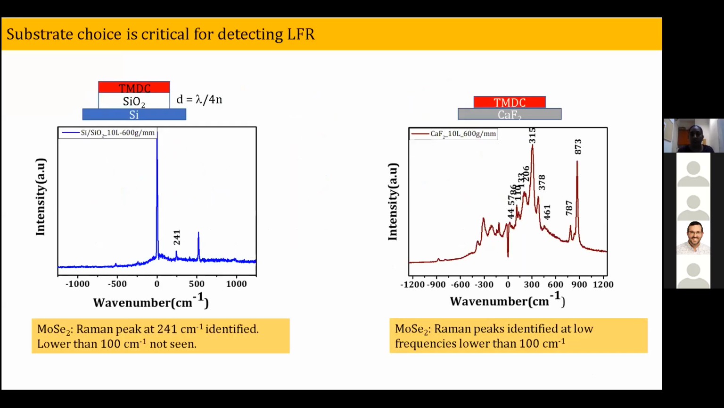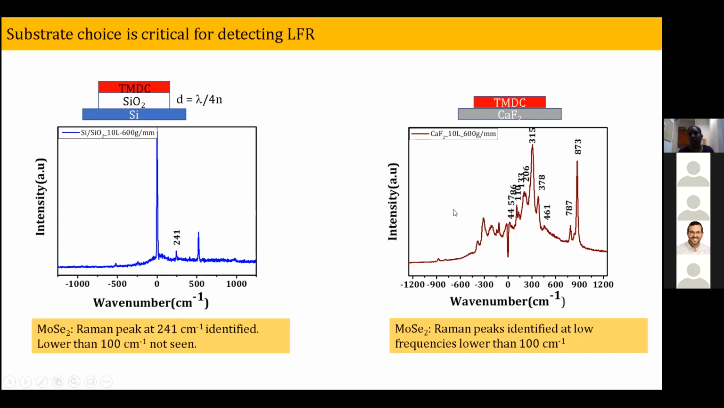These materials exhibit that in the low frequency regime, and that's why low frequency Raman becomes very important for these kinds of materials. And what I show in this slide is how critical the substrate choice is. This is a classic example of a silicon dioxide substrate with a TMDC on top of it, in this case molybdenum diselenide. We know the shear modes or layer breathing modes occur in the low frequency regime, somewhere from 20 to less than 100. But with the silicon dioxide substrate, we are not able to see that. What we see is only a peak at 241 inverse centimeters Raman shift.